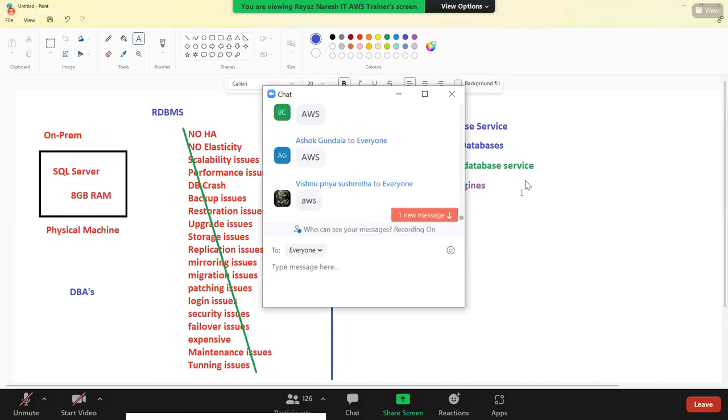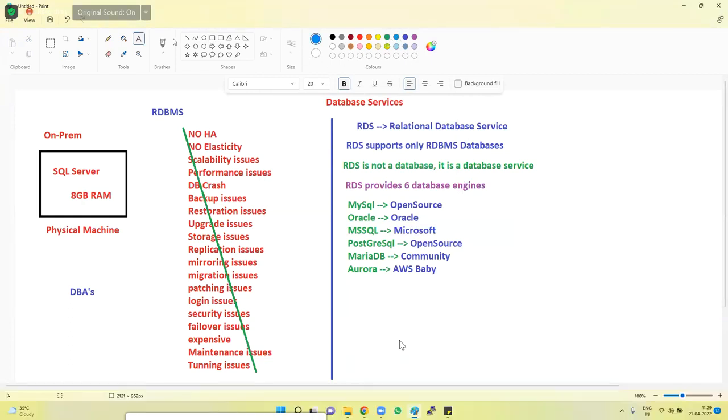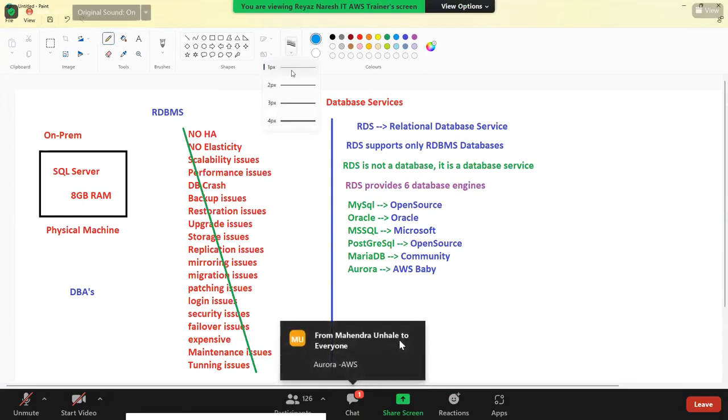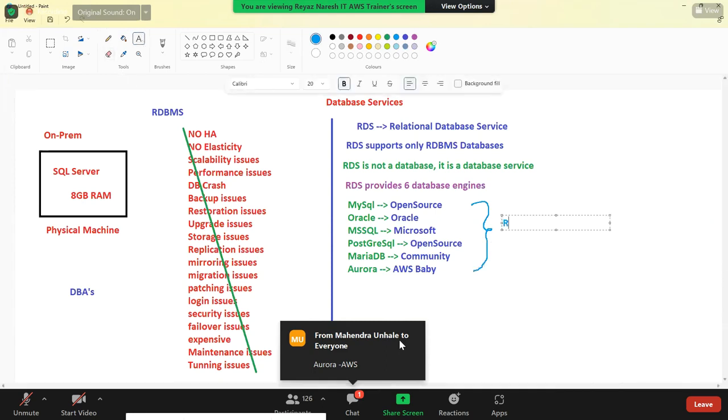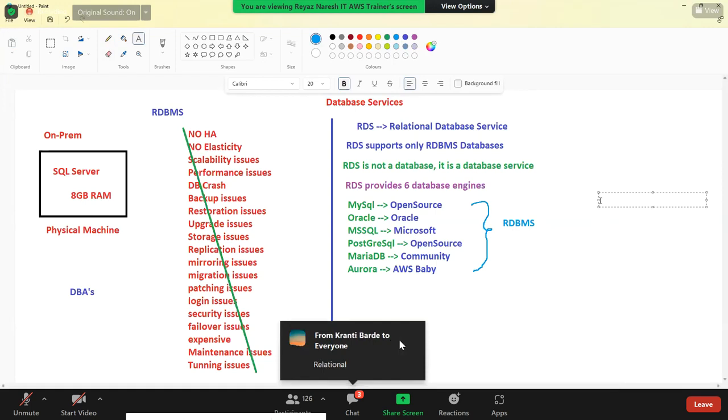Guys, these are all certification questions. All these are RDBMS databases only. All these are relational. And in shortcut, you can call it: M stands for MySQL, O stands for Oracle, M stands for MS SQL, Postgres, MariaDB, and Aurora. OMPM.